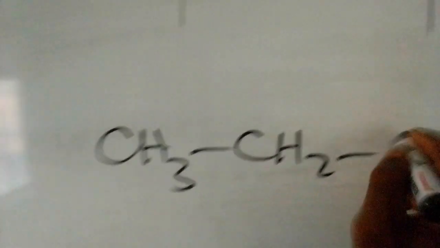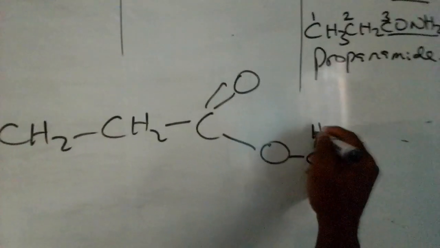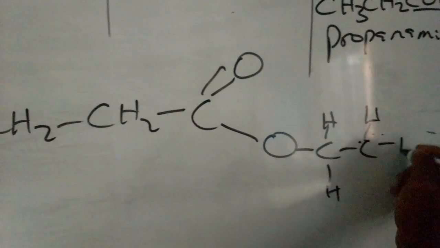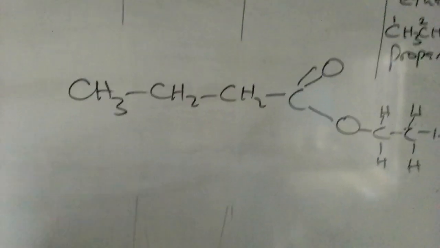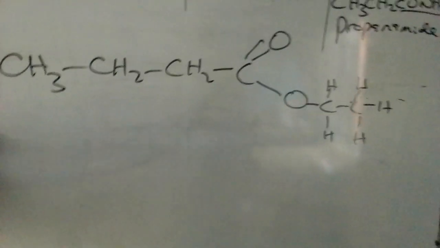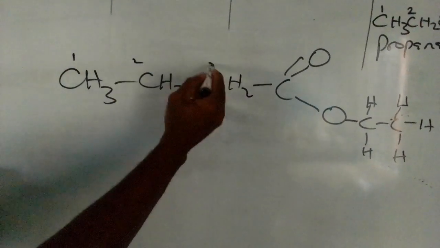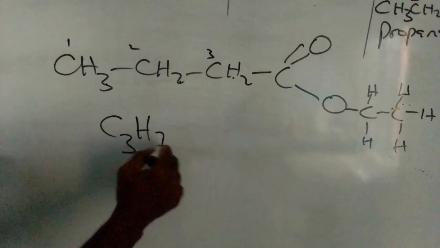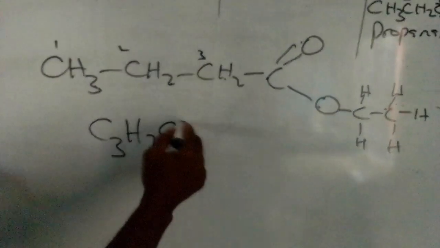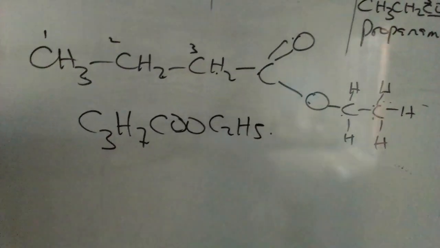For instance, somebody gives you this structure. You have this, this, this, and that. You ask them the compound. The only way I can name this compound is to know the family it belongs to. To know where it belongs, I'll have to squeeze everything together. This is 1, 2, 3 carbon, C3H7, COO, bring them together, then C2H5.